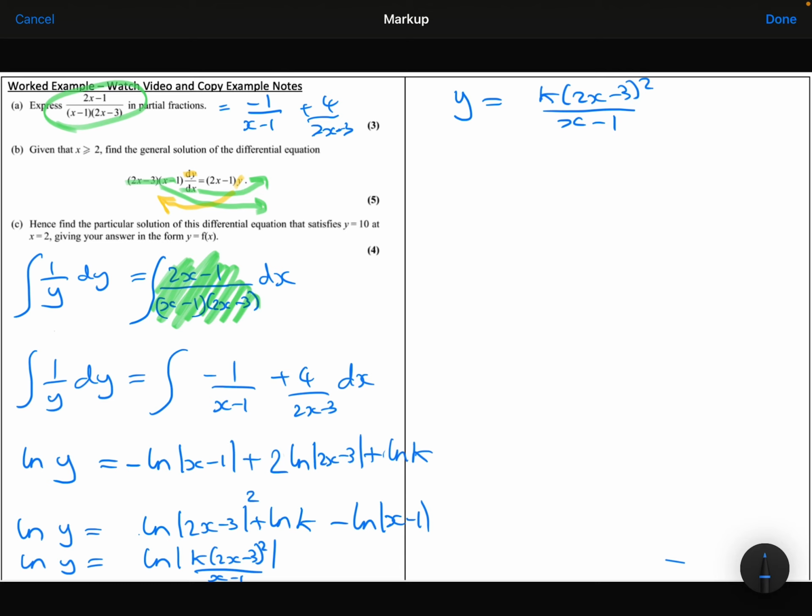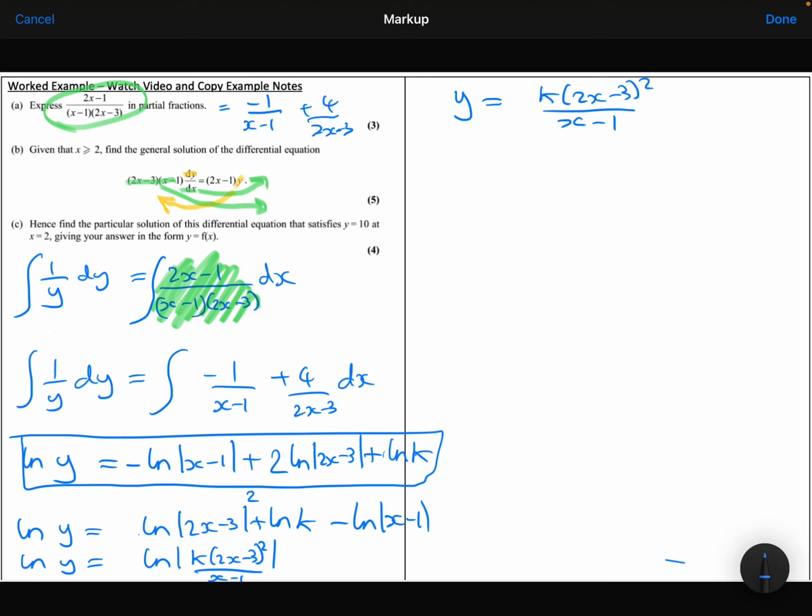So that's my general solution for the differential equation. Could probably have stopped at this stage here, to be honest, because part B doesn't say specifically how to write your answer. But because we had all those logarithms, I thought that I was going to need to simplify it. I'll probably simplify part C anyway, so that's why I've done all of that.